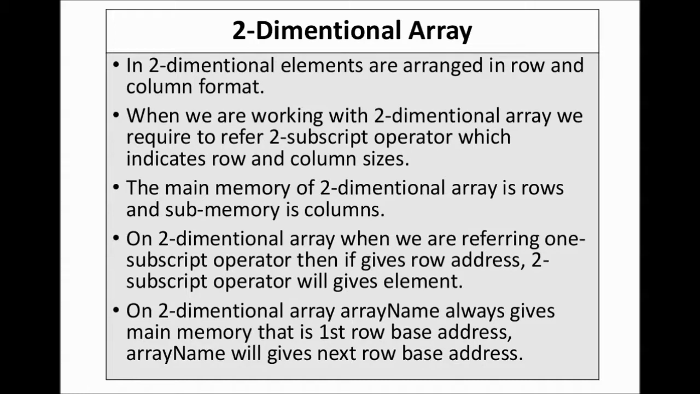When we are working with a two-dimensional array, we need two subscript operators which indicate row and column size. The main memory of a two-dimensional array is rows, and the sub-memory is columns. When we refer to one subscript operator, it gives the row's address, and the second subscript operator gives the elements.